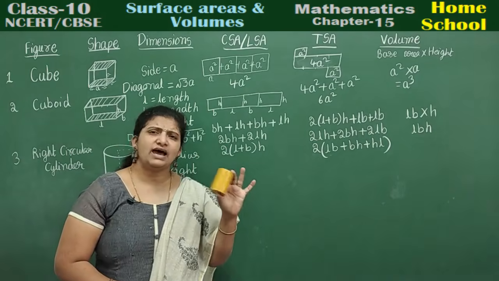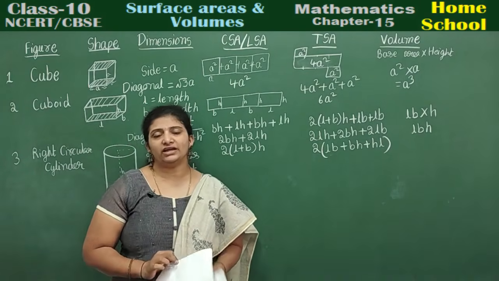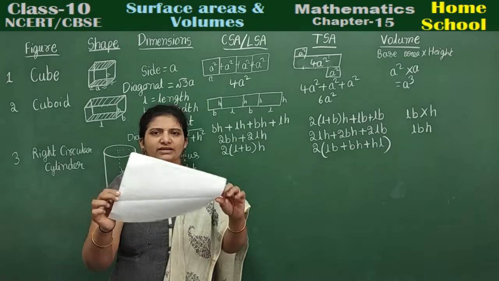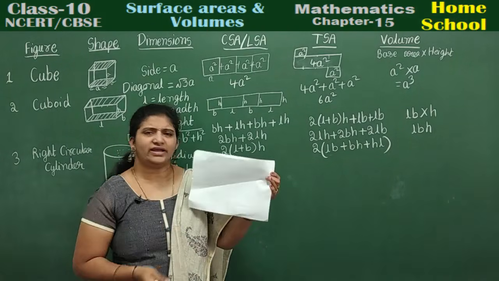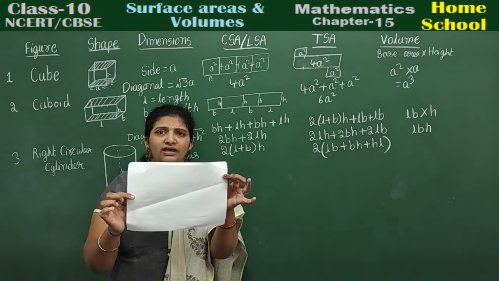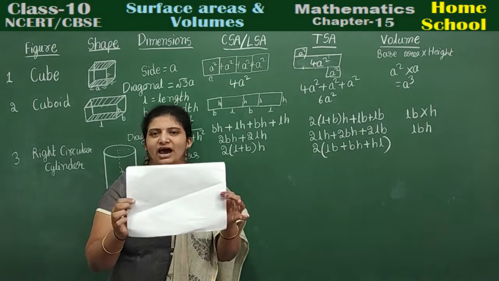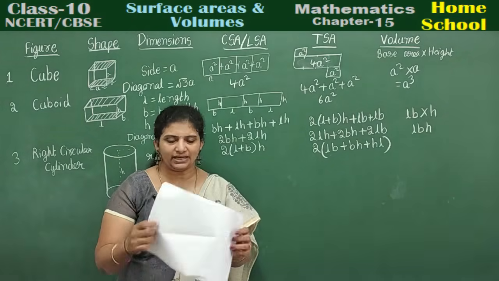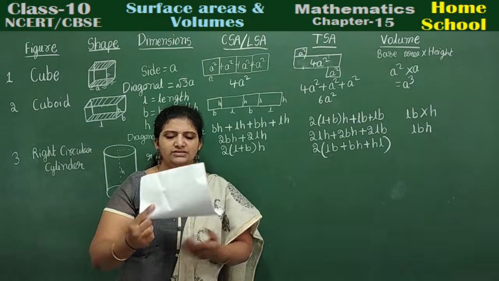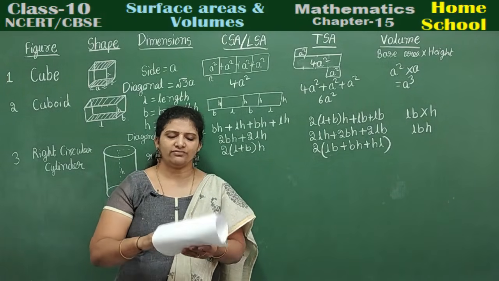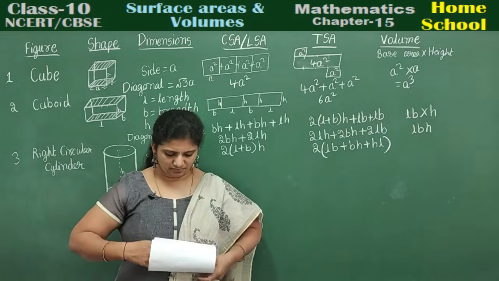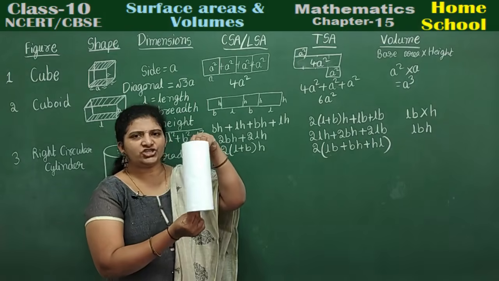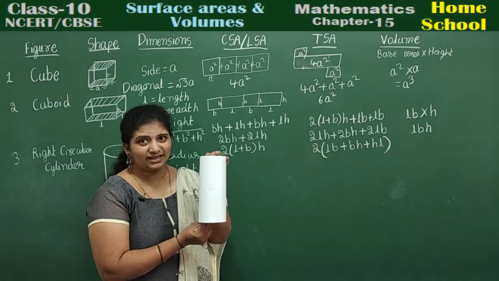Now, curved surface area. In order to understand curved surface area, let me take a rectangle. Let me roll this rectangle. What is the area of a rectangle, children? Area of a rectangle is length into breadth. Now, I am going to roll this rectangle into a cylinder. Just look here carefully. See, I have joined the two edges. Which shape is it? It is in cylindrical shape.